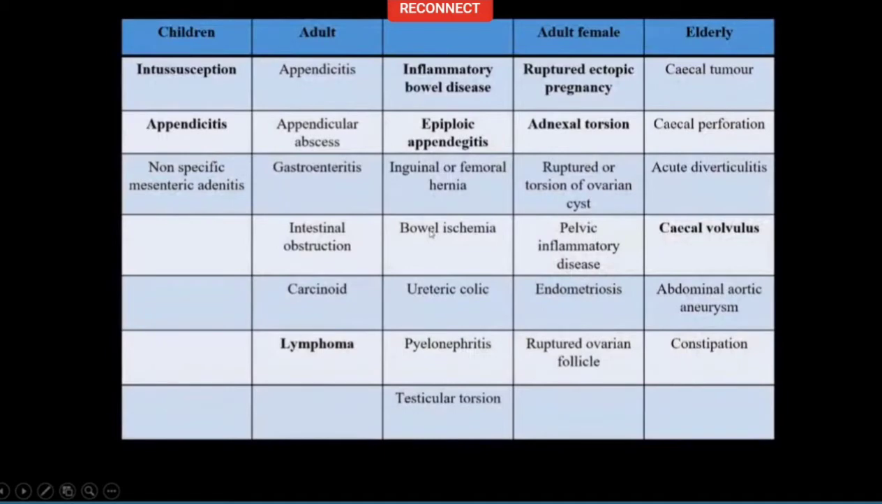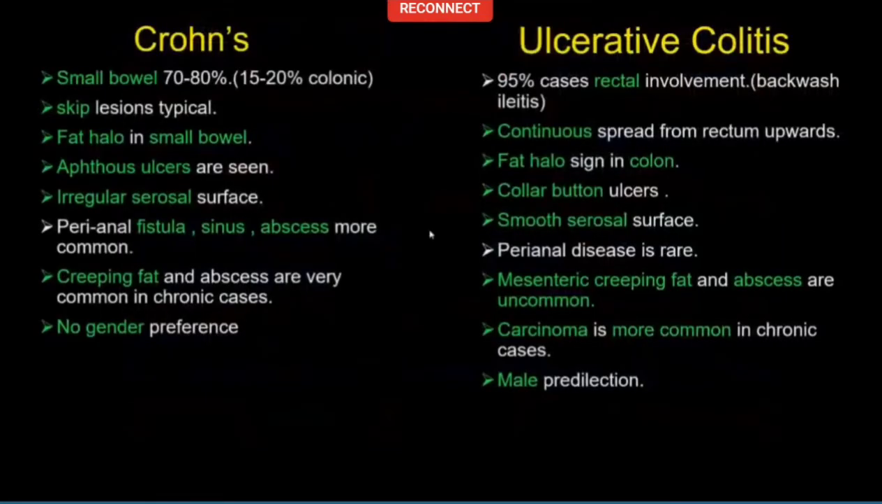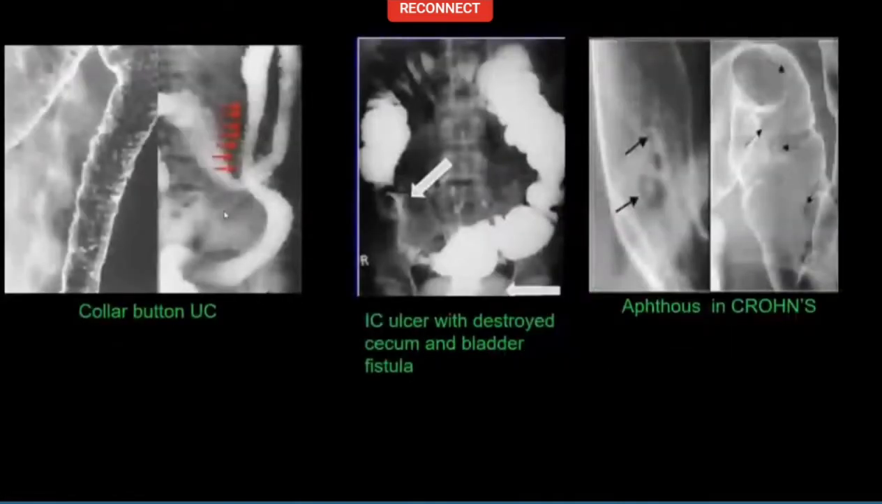Going back to our table, now we go to inflammatory bowel disease and epiploic appendicitis, proceeding to adult right iliac fossa pain. Inflammatory bowel disease has just been covered, so I will just brush through Crohn's and ulcerative colitis. Rather, we'll target only Crohn's because Crohn's is the disease which affects the terminal ileum more so. The small bowel has 70 to 80% involvement with skip lesions, with a fat halo sign in the small bowel and aphthous ulcers. Here we have barium.